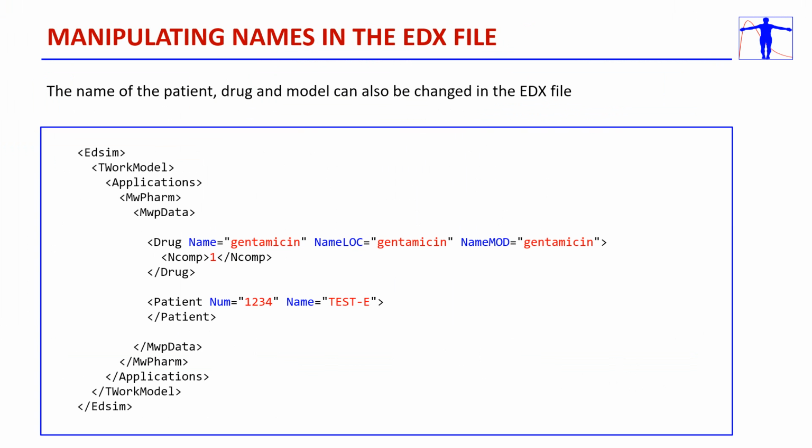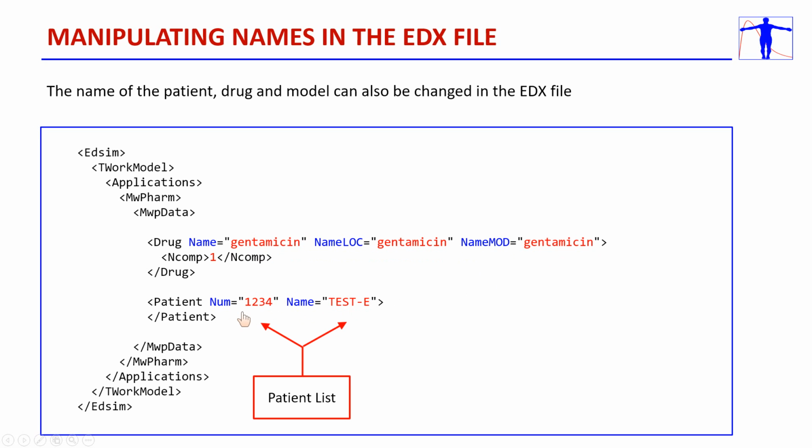So if we look in the EDX file, we have to look for these entries. We have to look in the applications section, MwPharm data, and there are two subsections, the drug and the patient subsection. If you look at the drug name subsection, it says here gentamicin. You can ignore this one. This is the original one. This is the translated name. And this is the name of the model, which is also gentamicin. And here you see the name of the patient and the number of the patients.